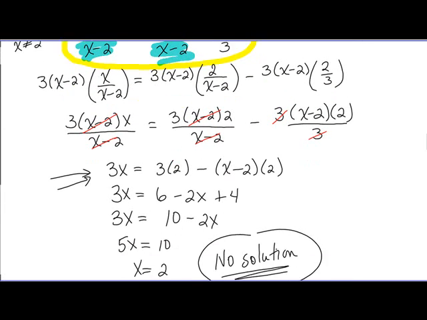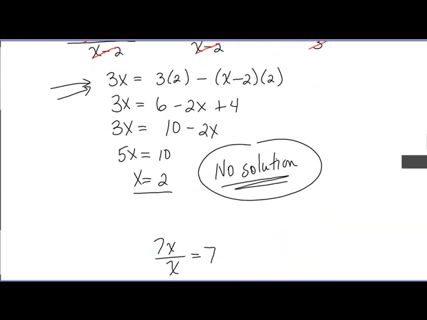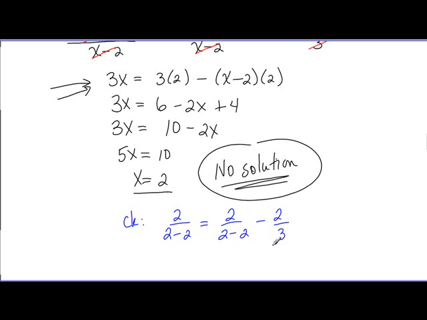If you think about checking your answer, if you put in 2 into the original problem, everywhere there's an x, you see very quickly that that's not going to work. You're going to get zeros in the denominator and get no solution for your final answer.